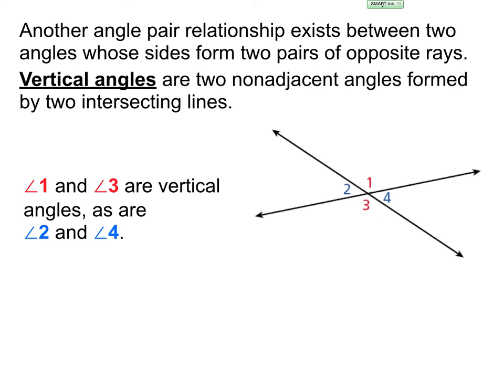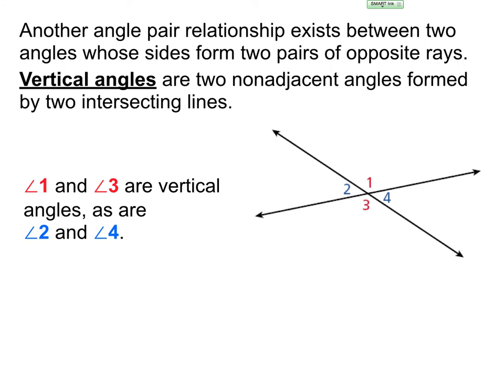So angles 1 and 3 in the picture here, notice they're across from each other rather than side by side. Vertical angles are like that. They're across from each other, formed by the same two lines. Okay, and angle 2 and angle 4 are vertical angles also. Vertical doesn't mean one up, one down. In this context, it's just across from each other.